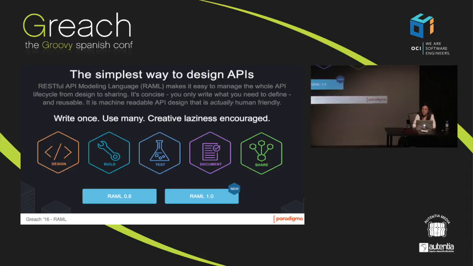Furthermore, a RAML documentation is to an API what a WSDL document is to a SOAP service, but easier to write, manage, and understand than an XML file. After this short introduction, I want to focus on some of the lifecycle API phases: design, document, and testing.